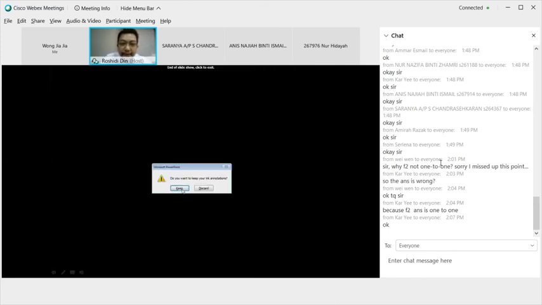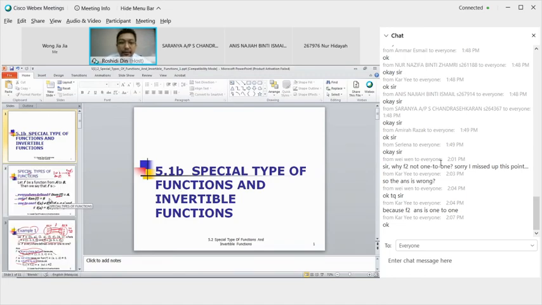Okay, that one is 4.1b, special type of invertible function. So far, any question?